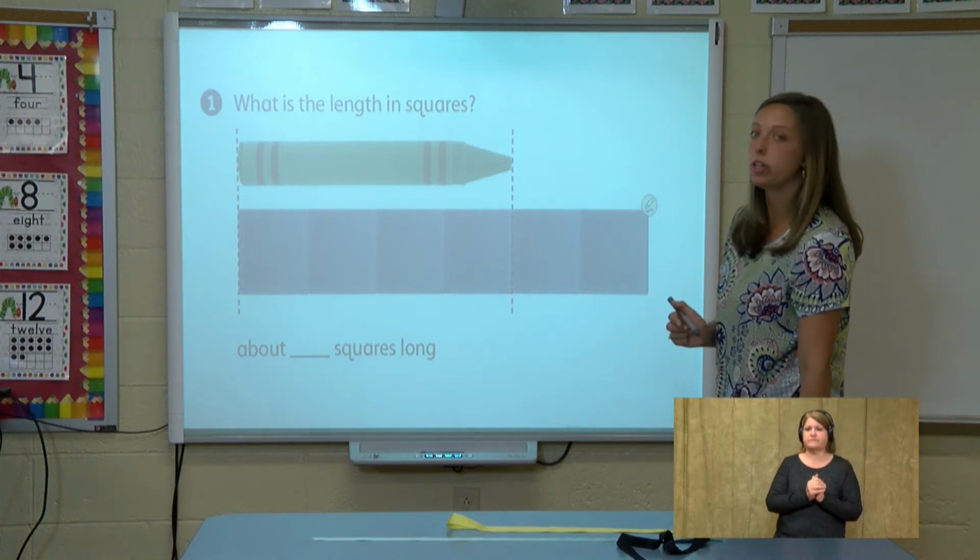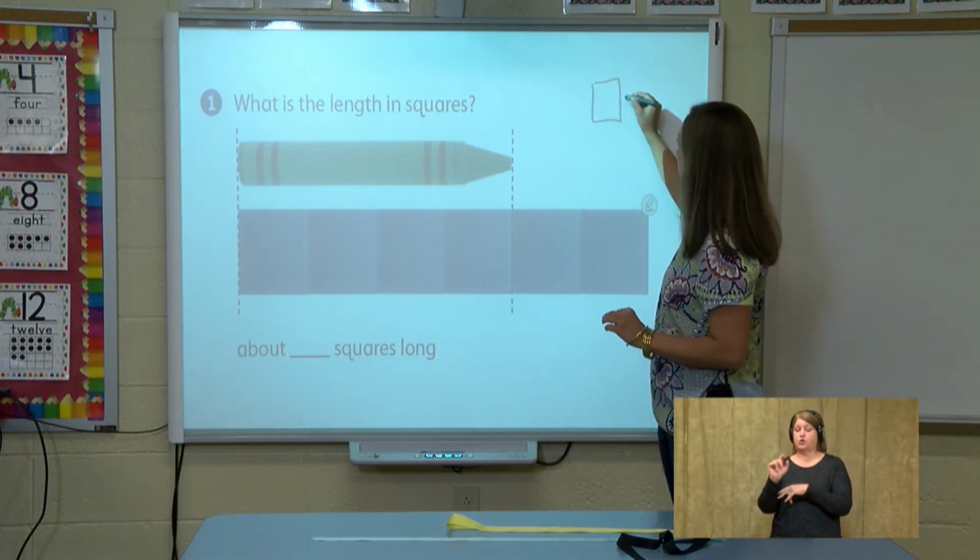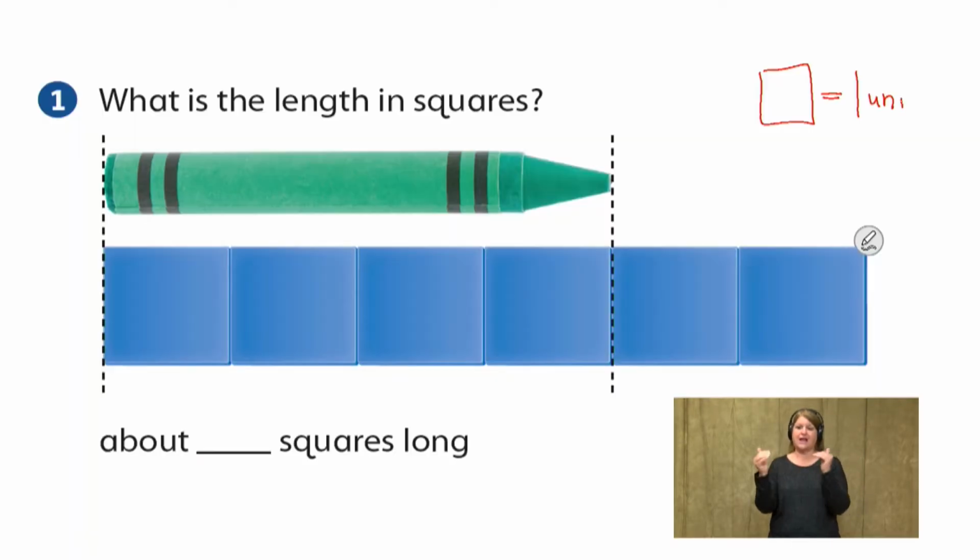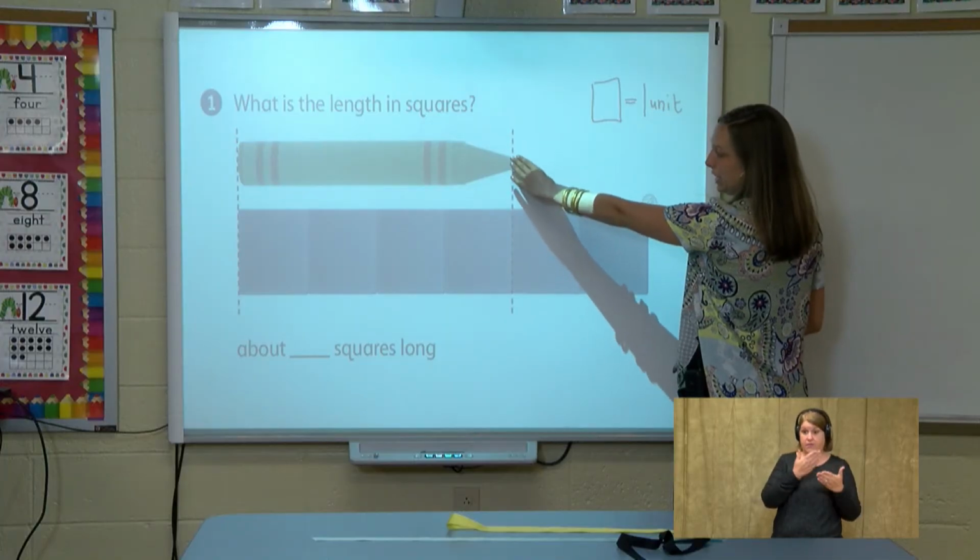Now we're going back to our unit. Remember, 1 square equals 1 unit. Okay? What is the length in squares? We're trying to find the length of this crayon. Hold up the number of lengths for the crayon. By looking at it, they already went ahead and showed you that they're starting from the same measure point and where it ends. They did a dotted line for you to where it ends. We wouldn't count these squares because our object that we're measuring ends right here.